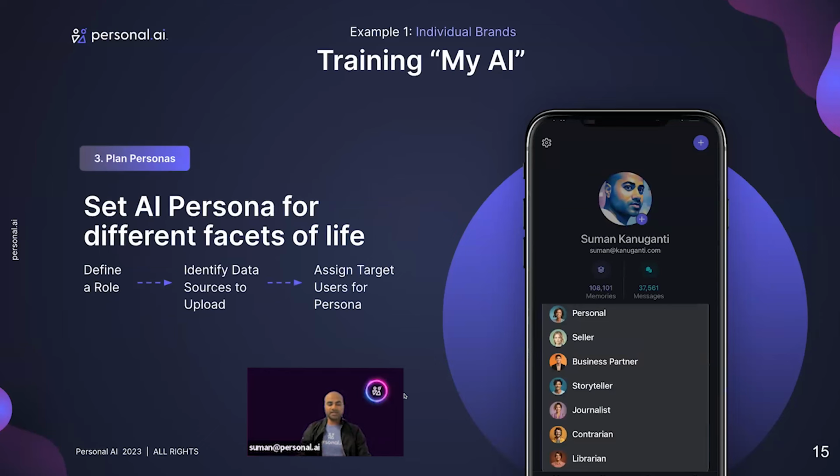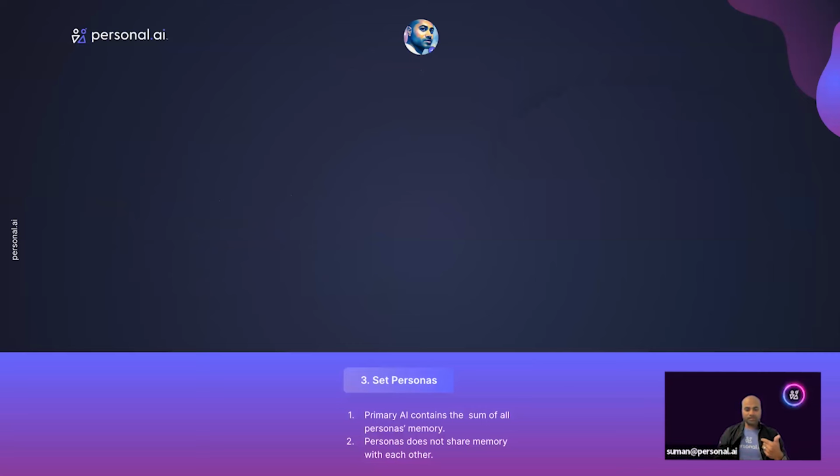And the third thing is planning the personas. So how do we plan personas? One, understanding and defining a role, which I will show you an example of, and identifying what data sources you have to upload, right? And what the target users are for the personas. So let's jump in.